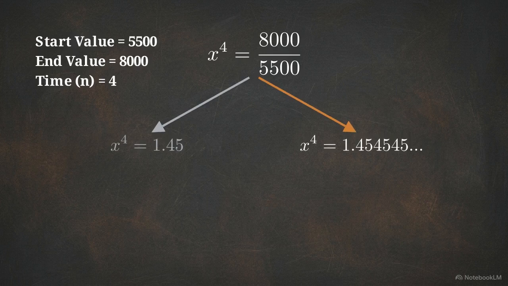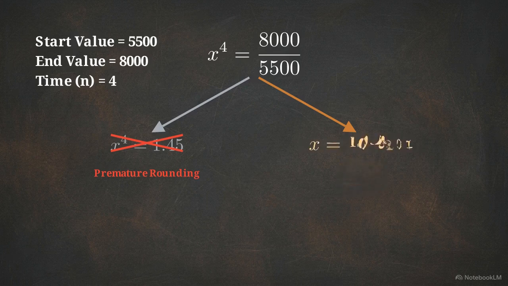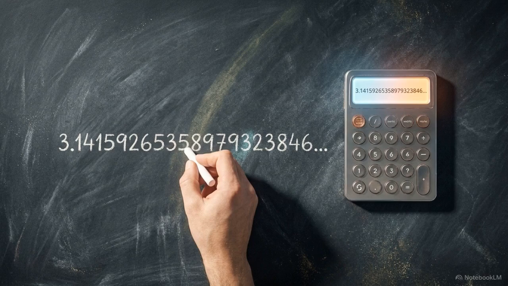To isolate x to the fourth, we divide both sides by 5,500. This is where students lose marks. That fraction is a long decimal, and cutting it short is premature rounding. Rounding early to 1.45 skews your answer. You must keep the entire decimal or use the answer key to reach the precise fourth root, 1.098201. High-level mathematics isn't just about using the right formula. It's about preserving data purity until the final step.